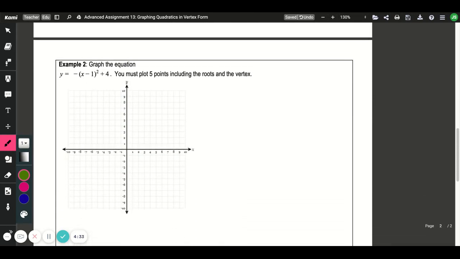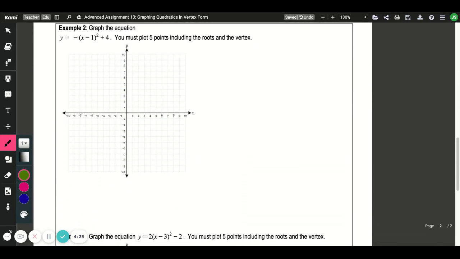Okay, so we're going to do 2 of these. I'm going to do the first one, and then I suggest you pause it and try the second one. Okay, so because this is negative in front, our graph is going to open down.